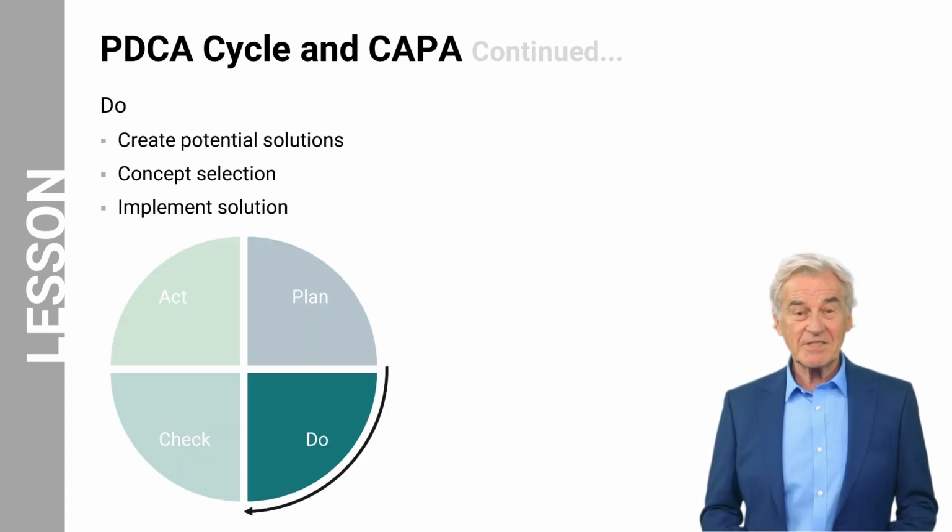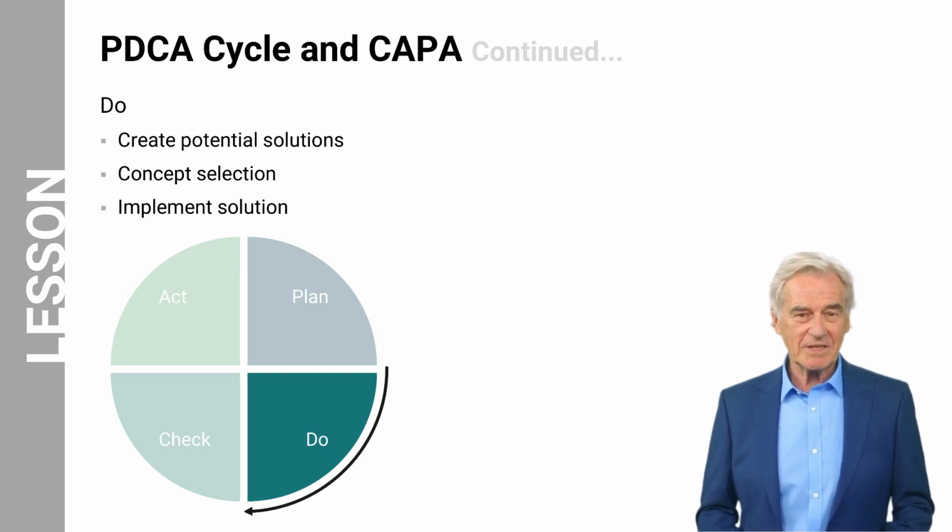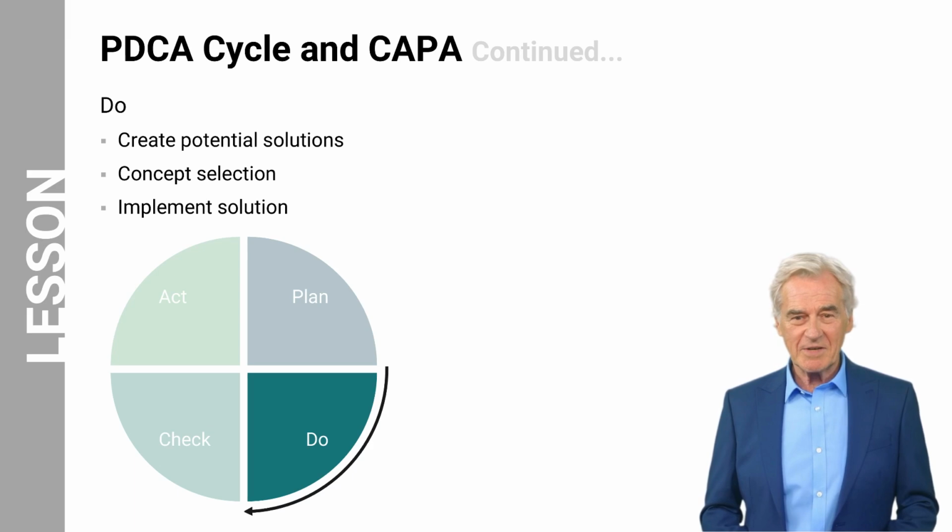Once the true cause of the problem has been determined, a solution to the problem should be established. This occurs in the do portion of the cycle. Typically, multiple potential solutions will be discovered, and the best solution concept must be selected. The solution should then be implemented and communicated to all employees affected by the implementation changes.